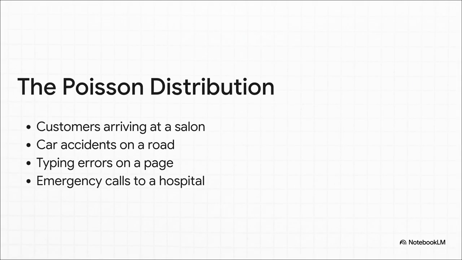And this thing is an absolute workhorse. It helps us model things like the number of customers who walk into a shop in an hour, or the number of car accidents on a specific highway per day, even the number of typos you might find on a single page of a book. The rule of thumb is simple. If you're counting events happening over an interval, you're probably thinking Poisson.